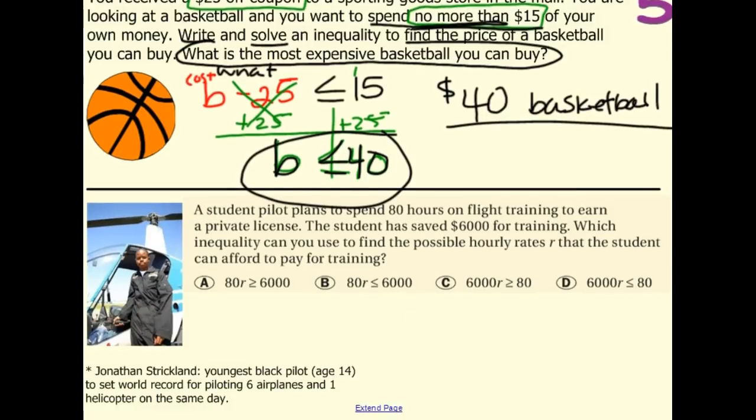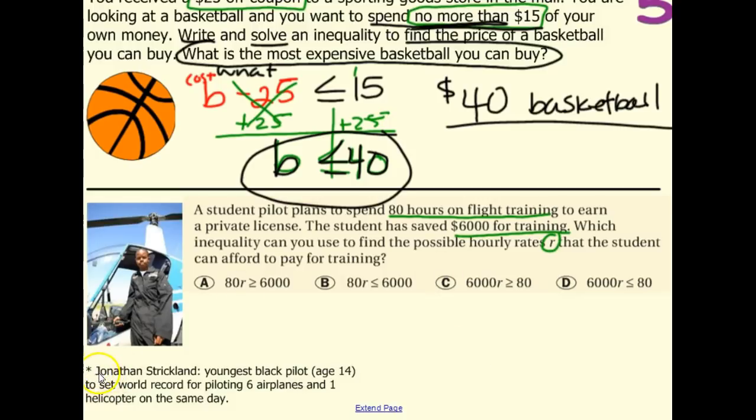Alright, last one. This is a true story. It says a student pilot plans to spend 80 hours on flight training to earn a private license. So 80 hours on flight training. The student has saved $6,000 for training. Which inequality can you use to find the possible hourly rates that the student can afford to pay for training?